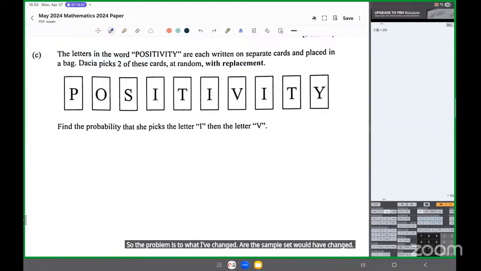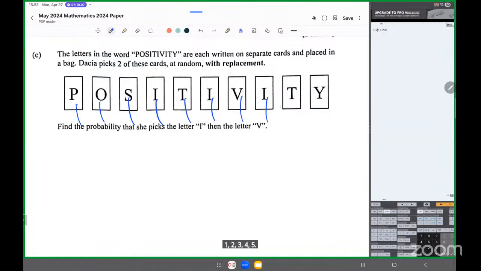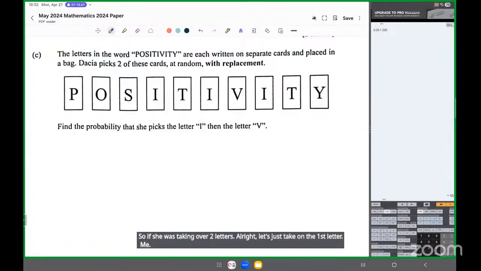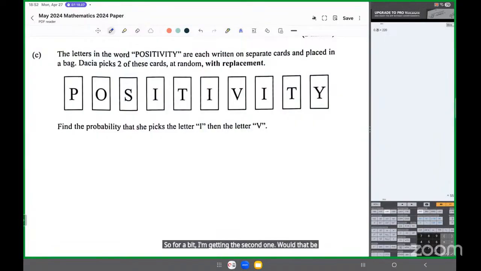So how many letters are there? 1, 2, 3, 4, 5, 6, 7, 8, 9, 10. If she was taking out two letters, when she takes out the first letter, there would be 9 left, so the probability of getting the second one would have been out of 9. But because she's putting it back, the probability of getting the second one is still out of 10. That's how with replacement and without replacement work. It just comes down to logical reasoning.